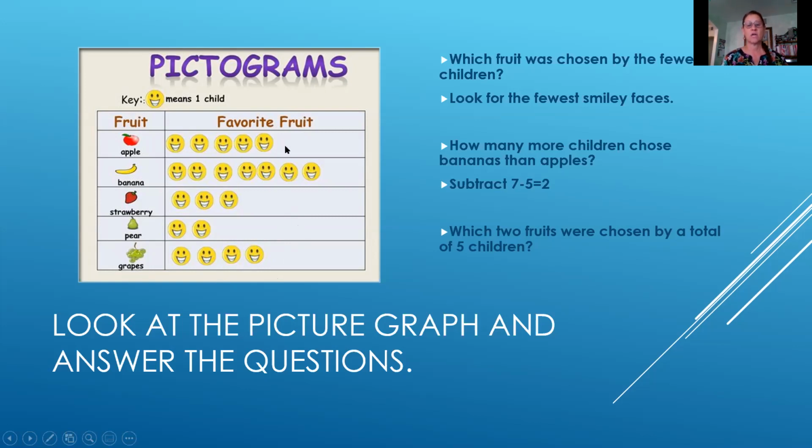Oh no, the question said which 2 fruits were chosen by a total of 5 children. So we need to pick 2 that would add up to 5. I can see that if I do strawberry and pear, I would have 3 plus 2, which equals 5. That would answer the question.